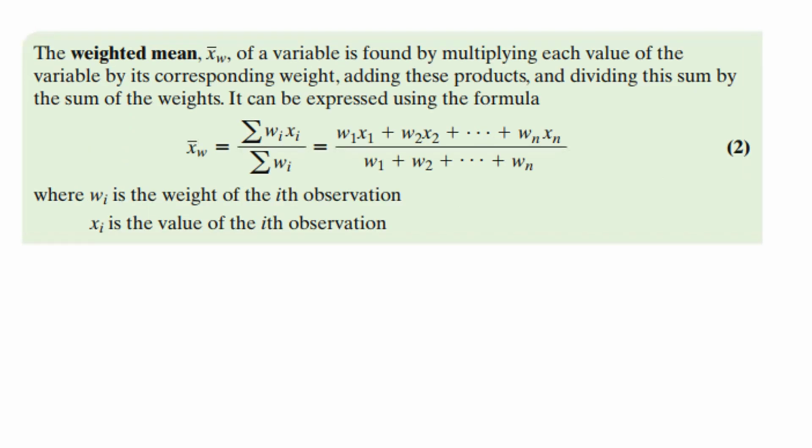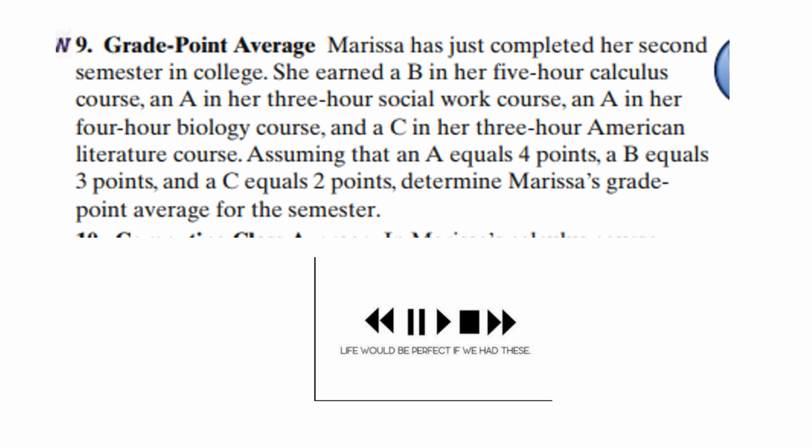There's a related concept called the weighted mean, x bar sub w, and what you do here is you have different weights that you assign to each of these classes. So w1 times x1, w2 times x2, and so on, and you divide by the summation of the weights. wi is the weight associated with the ith observation, and xi is the value of the ith observation. Now a great example of this is your grade point average.